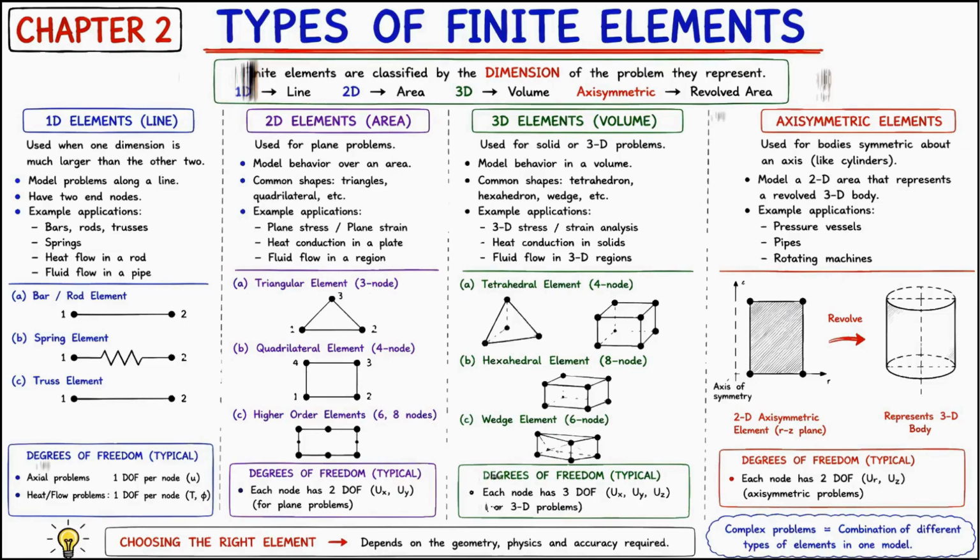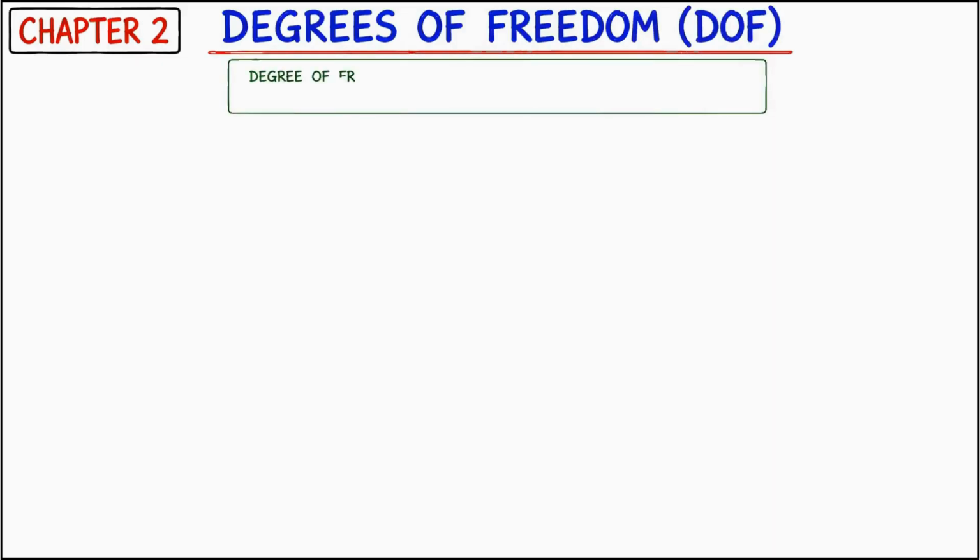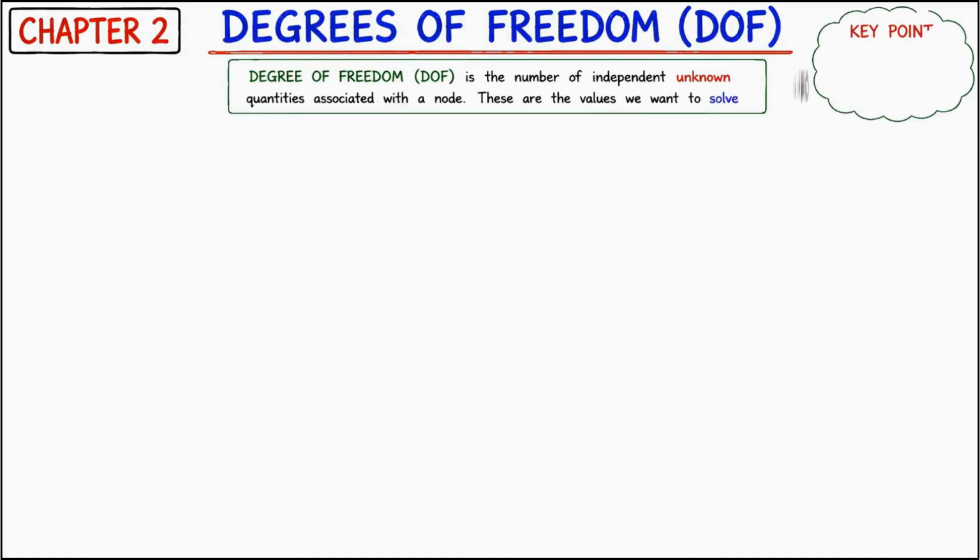Let's understand that next. Degrees of freedom, commonly called DOF, represent the independent unknown quantities associated with a node. In simple words, they describe how a node can move or rotate. These are the unknown values that the finite element method solves during analysis.